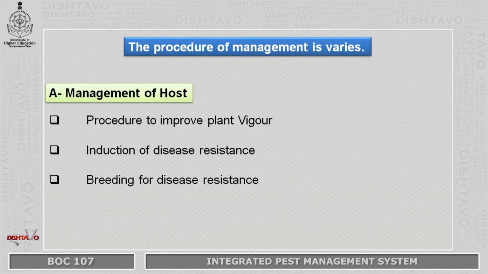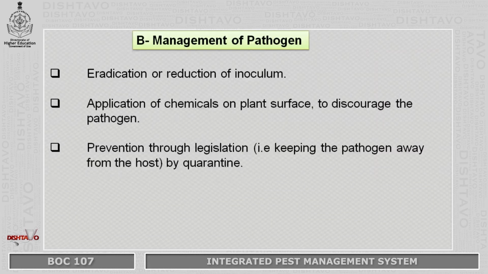Now, coming to the procedure, we have three main steps. The first one is management of the host. Under that, the first is a procedure to improve the plant vigor or plant strength. When we say plant strength, we are improving the plant traits which will help to give resistance to the plant and increase the yield. Second, we have induction of disease resistance. Third, breeding of disease resistance.